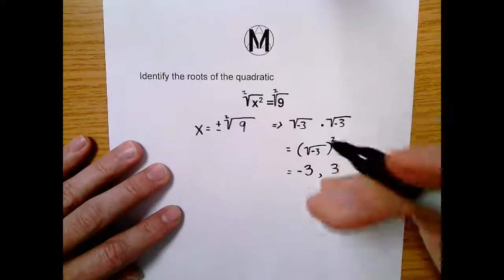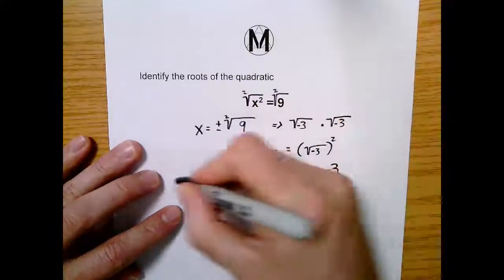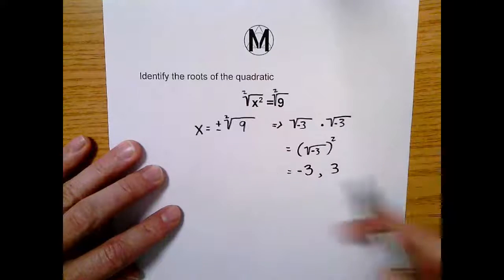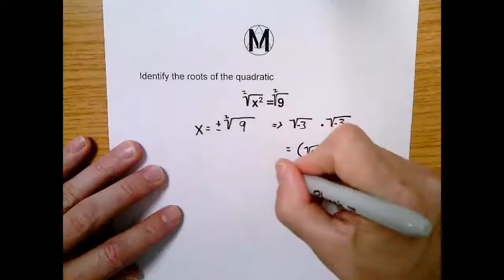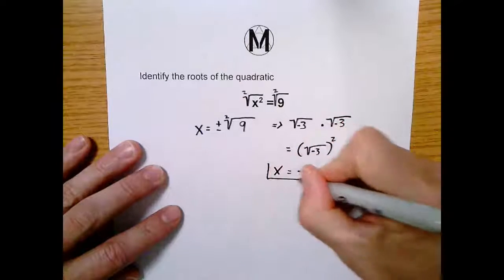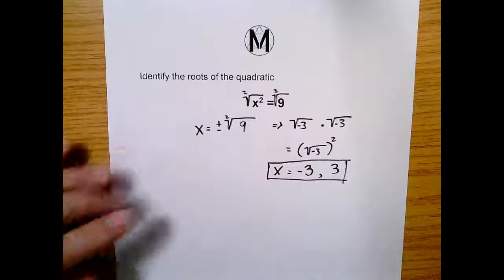And that makes perfect sense because we have a quadratic, which is a curve, a parabola, and it will cross x twice. So that's why we have 2 solutions. So all that said, the roots of our quadratic are negative 3 and 3. Good job, and there you go.